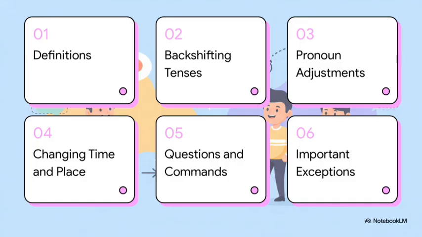Here is our roadmap for today. First up, definitions. Then Rule 1, back-shifting tenses. Rule 2, pronoun adjustments, and changing time and place. Finally, we'll look at reporting questions and commands, and wrap up with some important exceptions.